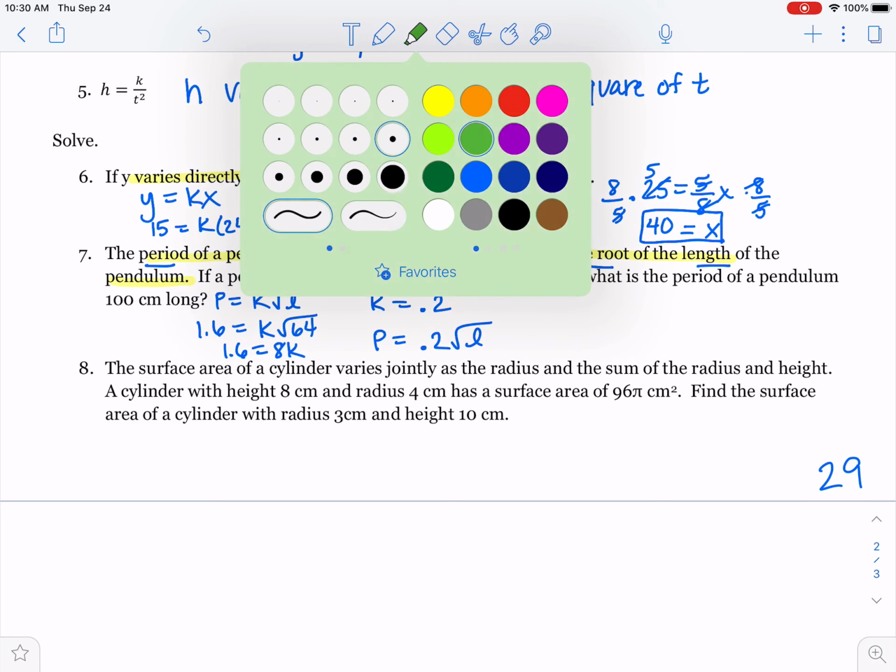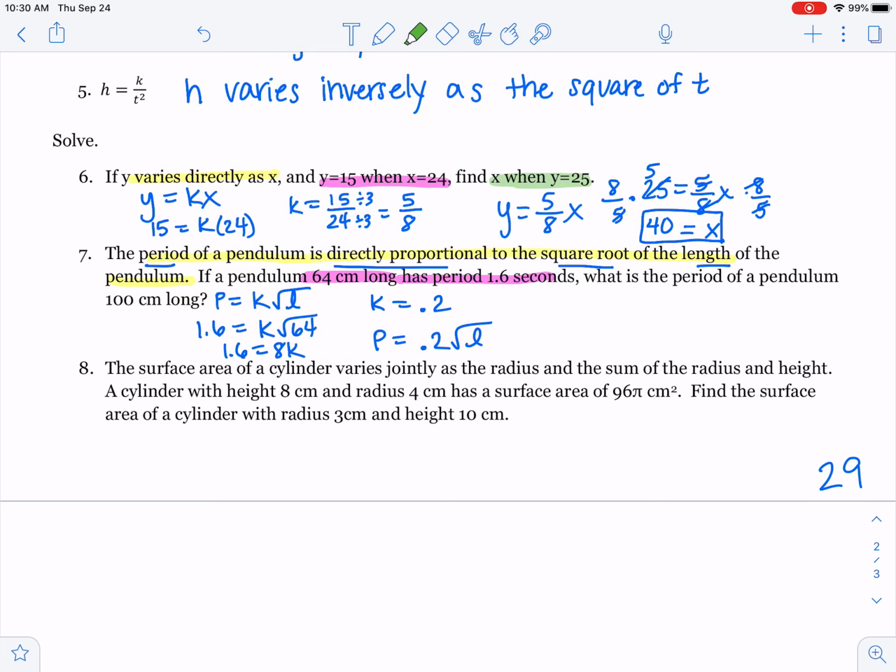The last part of the question is telling me to find the period when the length is 100 centimeters. So I'm going to put in 100 for L, my length. So it's going to do a complete cycle in 2 seconds.